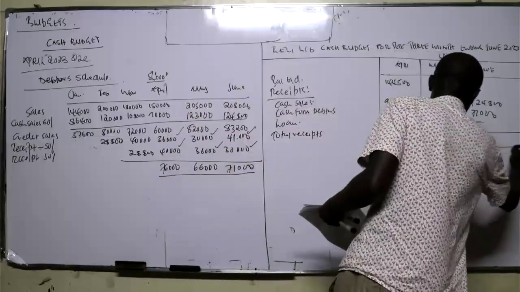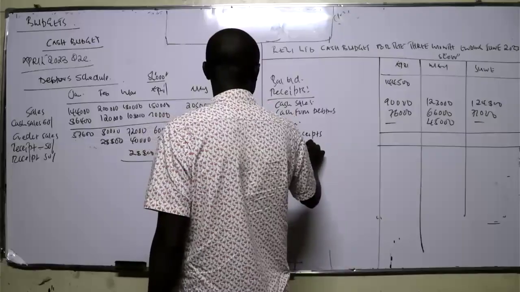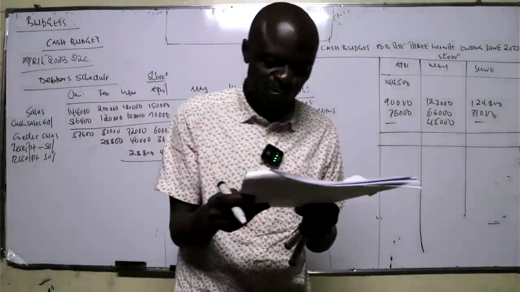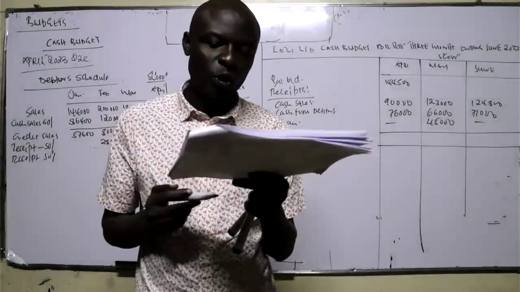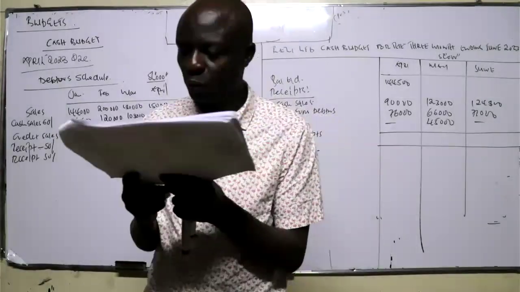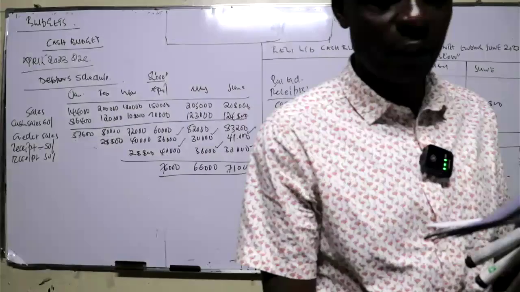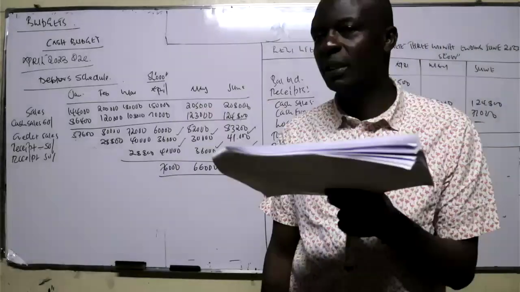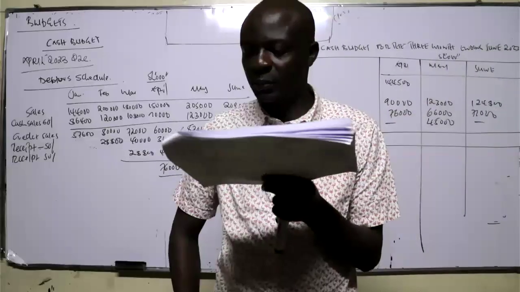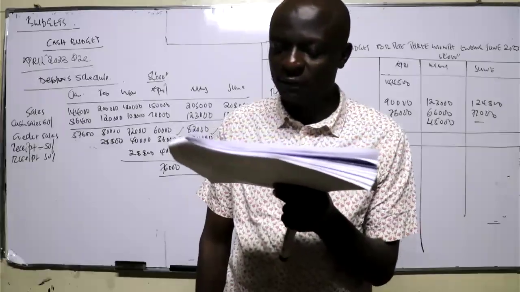Total receipts, and then you underline. You don't add. And then you write payments. So we go to the additional information, note number 2. Assets are to be acquired in the months of April and May 2023. So provision should be made for payment of 16 million and 65.